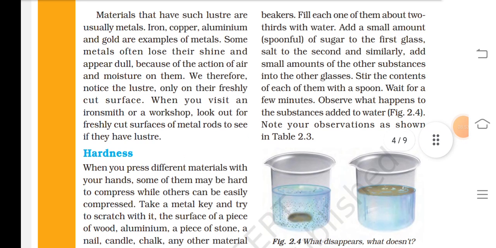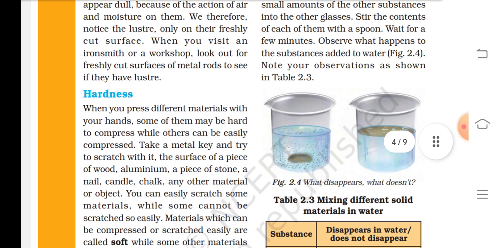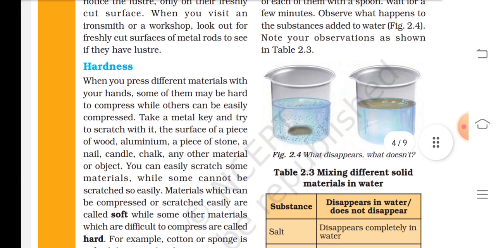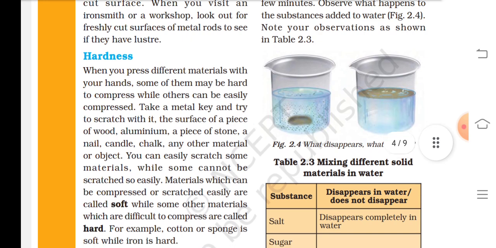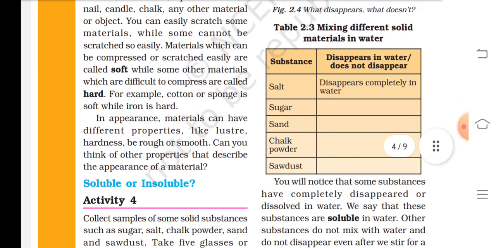Add a small amount of sugar to the first glass, salt to the second, and similarly add a small amount of the other substances into the other glasses. Stir the contents of each with a spoon. Wait for a few minutes. Observe what happens to the substance added to water. Note your observation as shown in table 2.3.